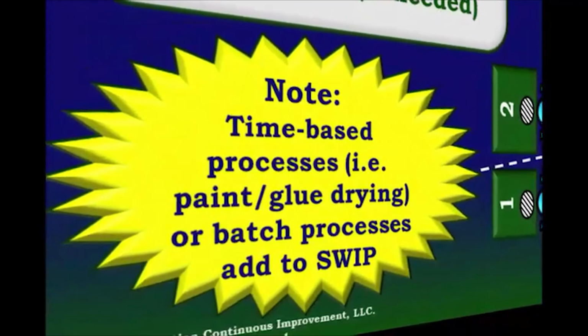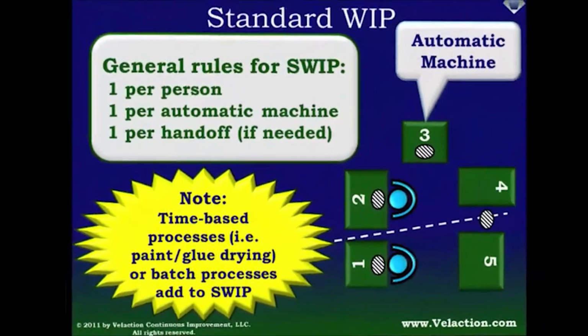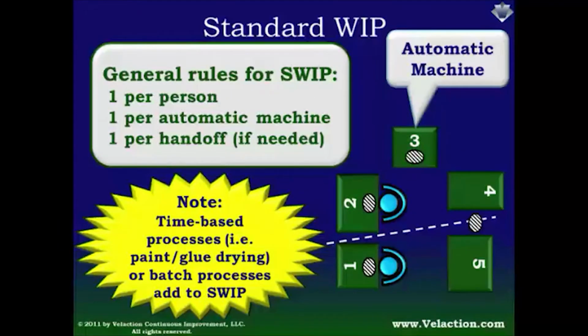Some examples of these conditions are when you have a time-based process like glue drying or paint curing, or when you have a monument. And a monument is basically a big machine that works in batches. In that situation, you'll need additional work in process to manage the transition to the monument. As a side note, this is often called a curtain process. Essentially, it's like a magician. You pass the materials through the curtain, some magic happens, and you get a batch back completed.